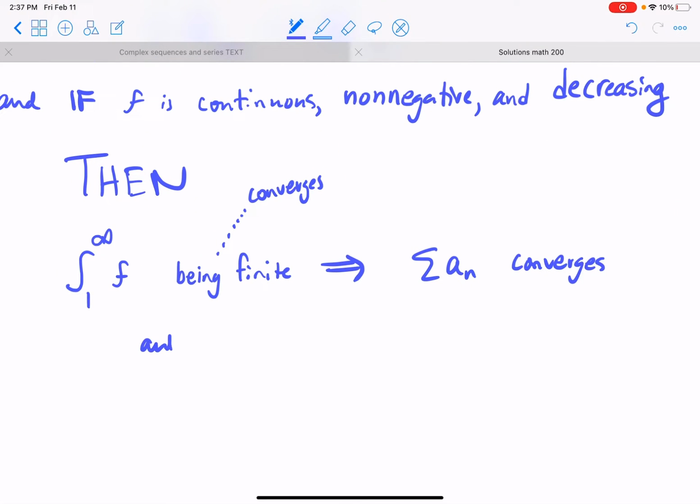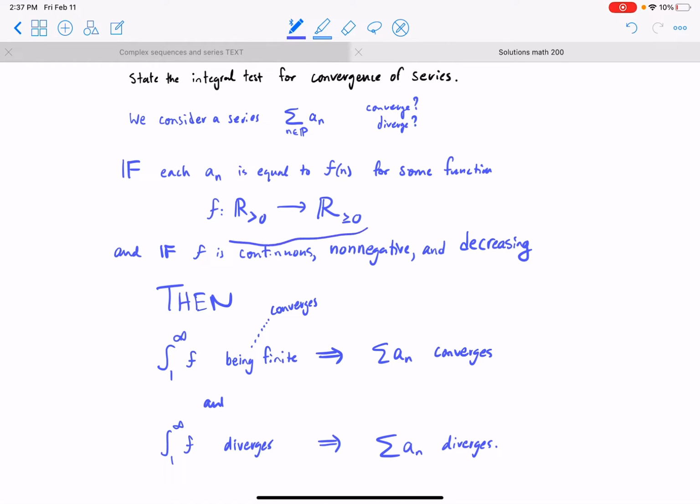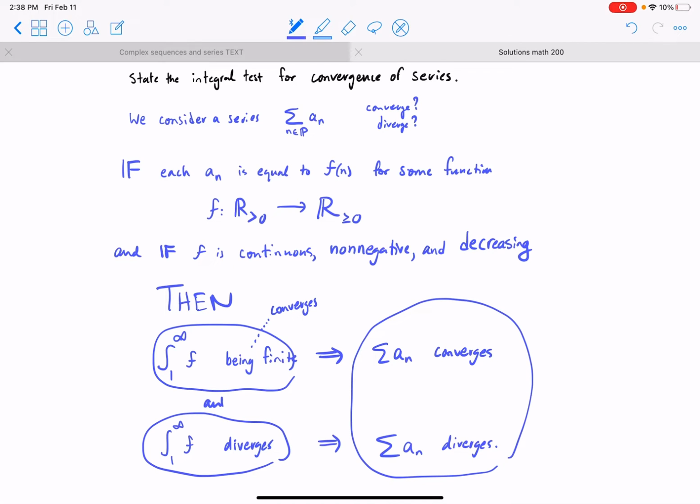And if this integral diverges, and other people might say it gives an infinite number, or it just doesn't make sense at all, then this infinite series diverges. Okay. Let's look at that. If the a sub n's, the things we're summing, come from some function which is continuous, non-negative, and decreasing, then if we can figure out what the integral does, we know what our series does.